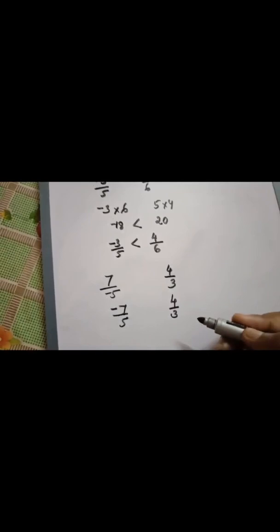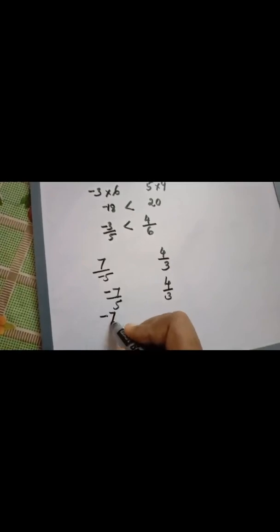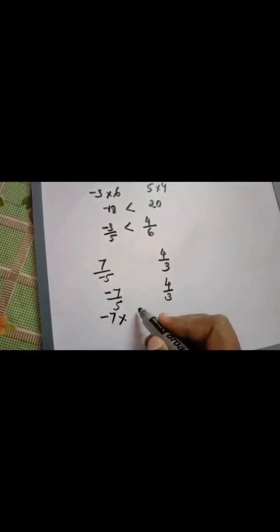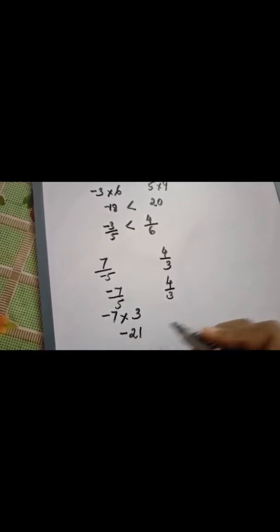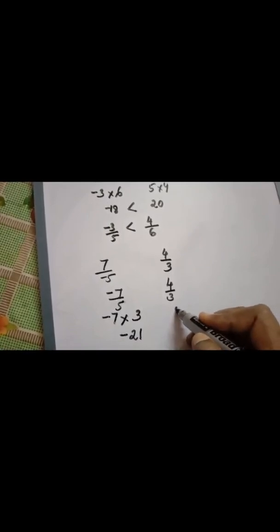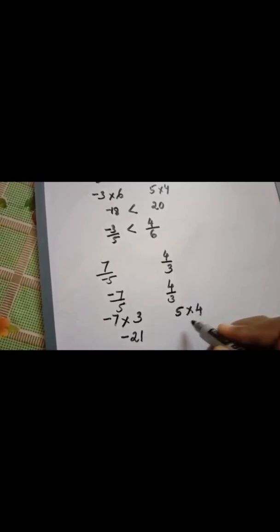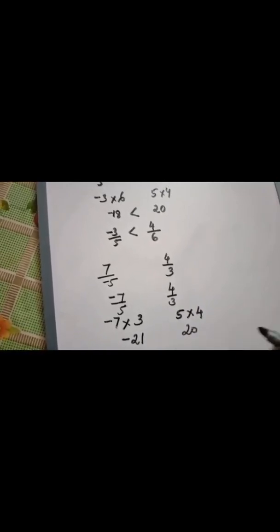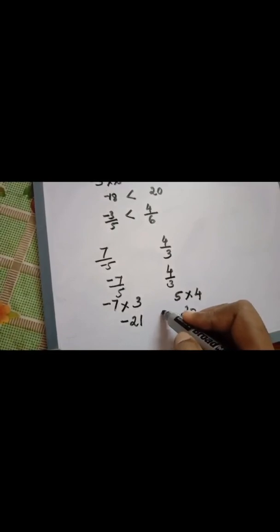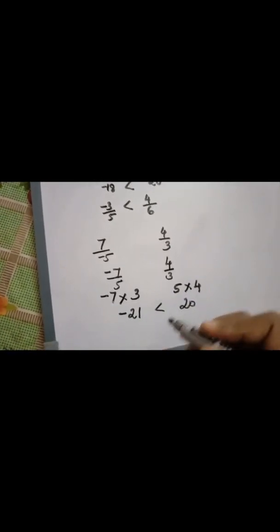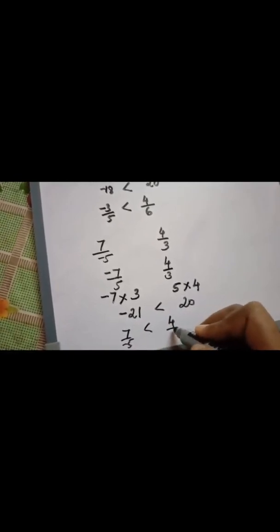upon 3. Now we will start with the cross multiplication. The first numerator minus 7 is multiplied by the second denominator, that is 3, which will give an answer minus 21. Then the first denominator 5 is multiplied by the second numerator 4, which will give an answer plus 20. Now minus 21 and plus 20, we know that 20 is greater than minus 21. Hence 7 upon minus 5 is less than 4 upon 3.